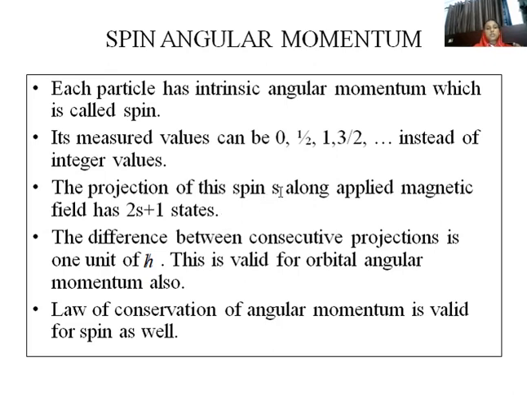If the spin is 0, there is only one state. If the spin s equals 1/2, then there are 2 states. If s equals 1, there are 3 states, etc. The difference between consecutive projections is ħ. This is valid for both orbital angular momentum and spin angular momentum. Similarly, the law of conservation of angular momentum is valid for spin as well.